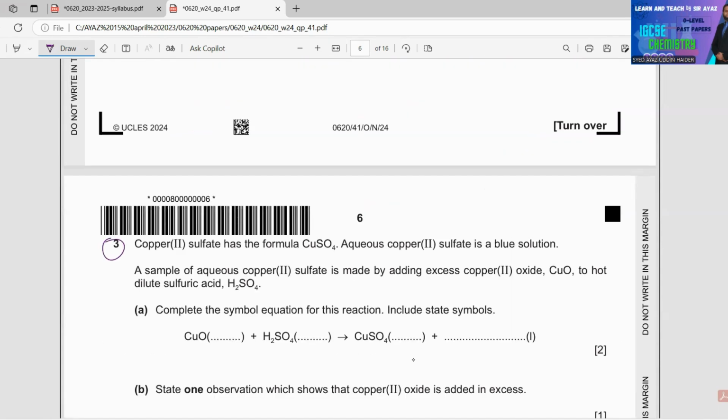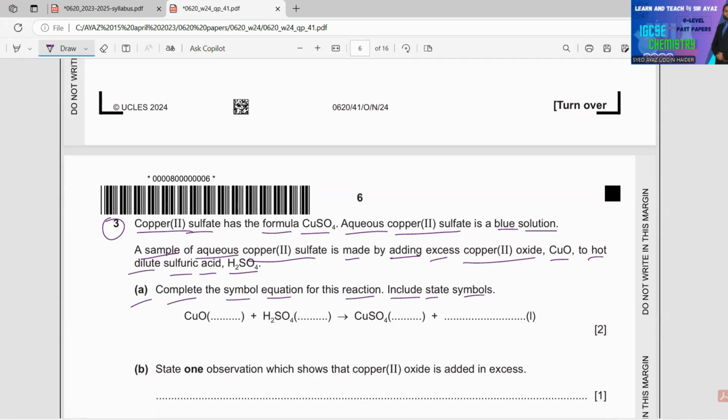Number 3, copper 2 sulfate has the formula CuSO4. Aqueous copper 2 sulfate is a blue solution. A sample of aqueous copper 2 sulfate is made by adding excess copper 2 oxide, CuO, to hot dilute sulfuric acid, H2SO4. A. Complete this symbol equation for this reaction. Include state symbols. So this reaction produces copper 2 sulfate and water.